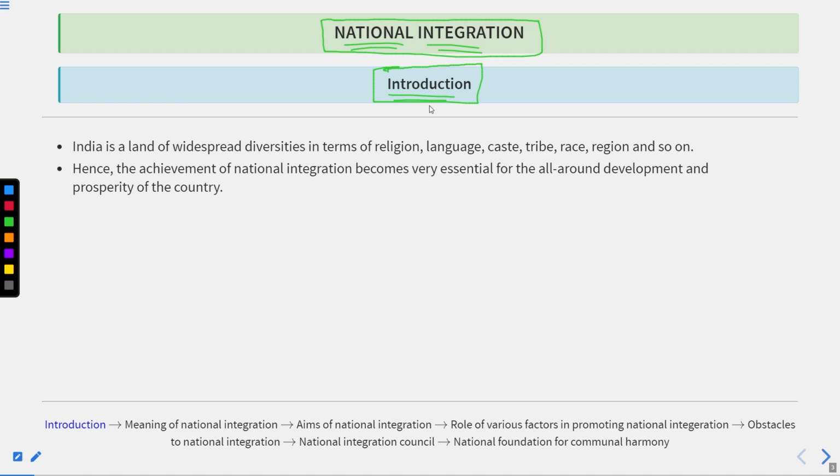National integration is the merging of the different elements of the country that we have, and then they are merged together on the national level. And especially in the case of India, if we talk about it.